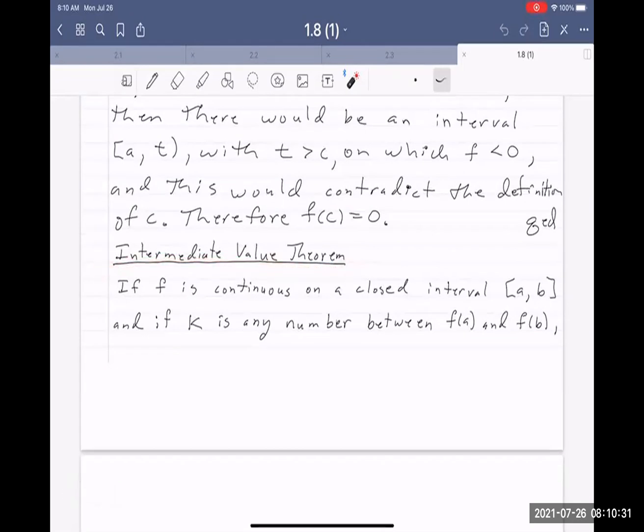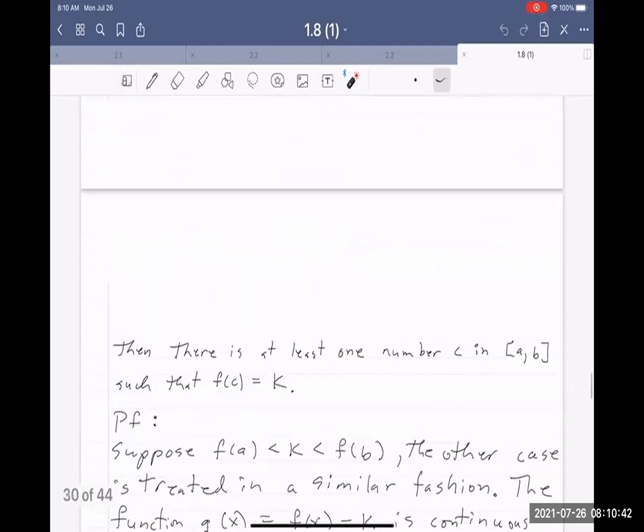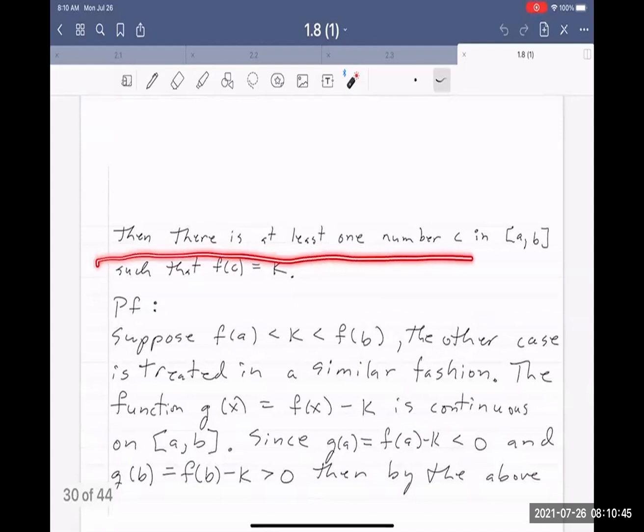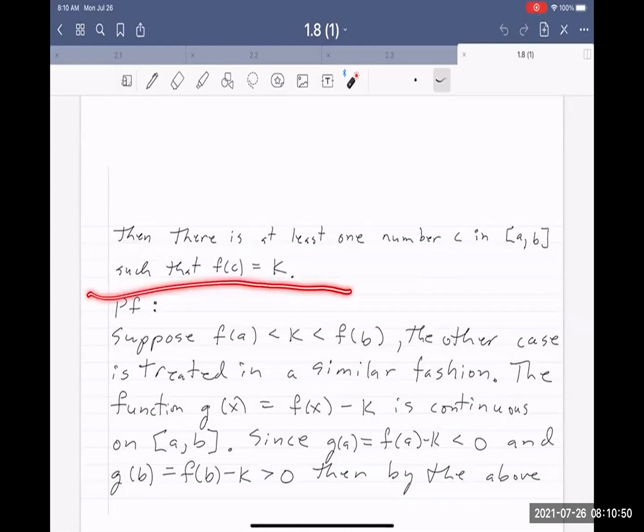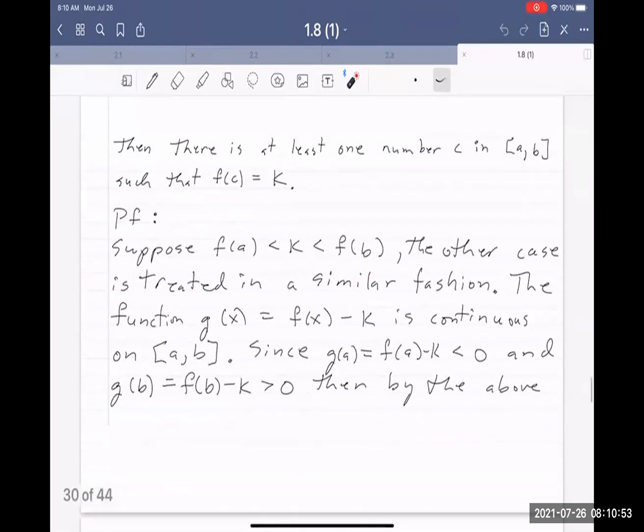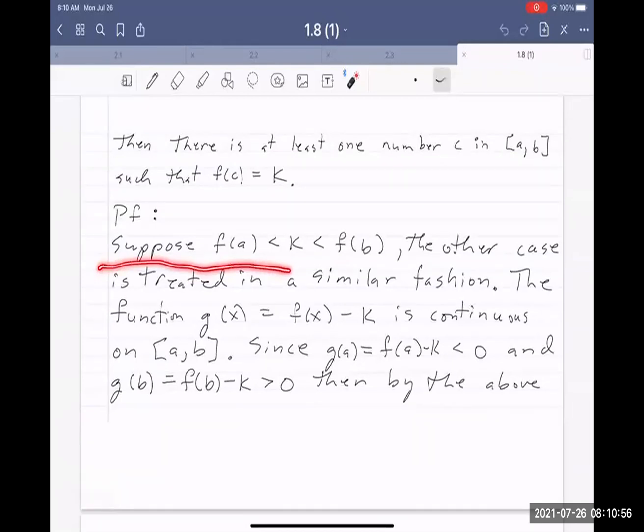The intermediate value theorem. If f is continuous on a closed interval A B, if k is any number between f of A and f of B, then there is at least one number C in the closed interval A to B, such that f of C is equal to k. Well, suppose that f of A is less than k, which is less than f of B. And just like before, the other case is treated in a similar fashion. Just interchange A and B in what we write below.